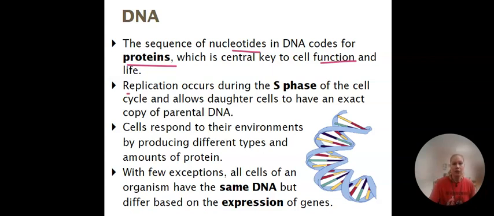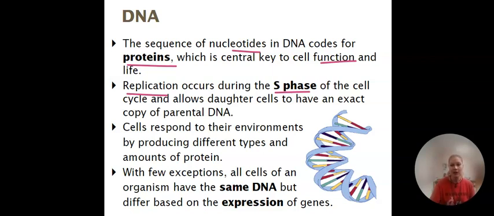We do need to replicate DNA whenever we are going through cell division, so either mitosis or meiosis. Replication of DNA does happen during the S phase of the cell cycle, and it is what allows the daughter cells to have an exact copy of the parent DNA.